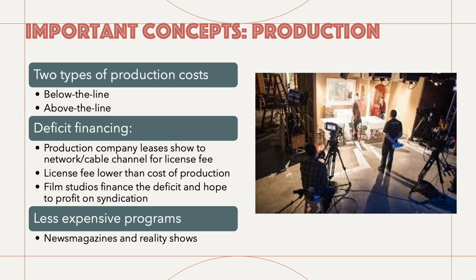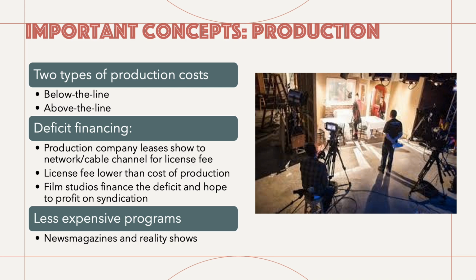Above the line costs, or otherwise referred to as software, are the creative costs. This is writers, directors, producers, editors, art department, etc. Usually the above the line costs take up the vast majority of the budget of production, especially on long running shows where actors are starting to get paid more and more the longer they're on the show. Production is funded through something called deficit financing.